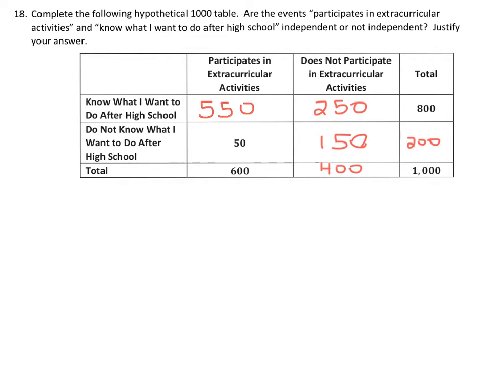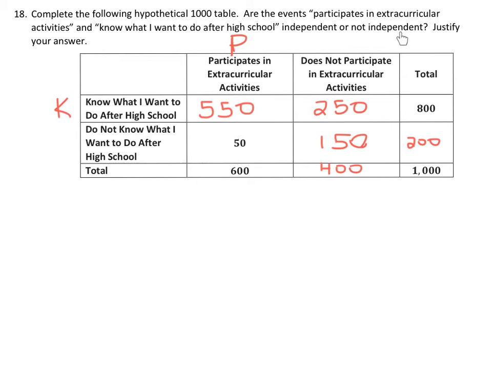And it's a good idea just to make sure everything checks out. Make sure these two numbers add to 800. Make sure these two numbers add to 200. And just make sure as you add down, everything works out as well. Okay, so we completed this. Now it says, are the events participates in extracurricular activities, so I'm going to make this P for participates, and know what I want to do after high school. I guess I'll make that a K for know.